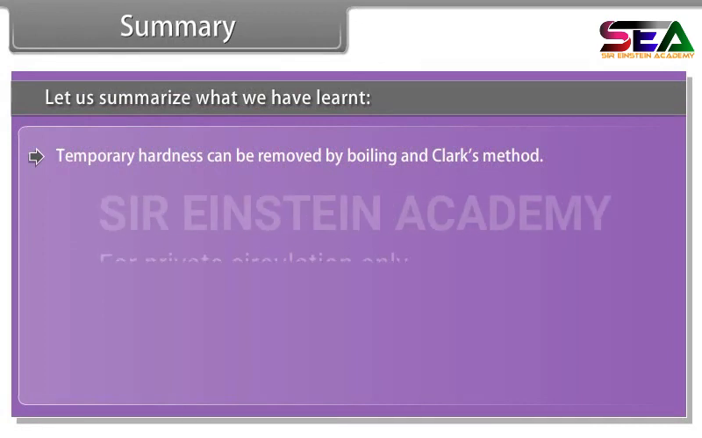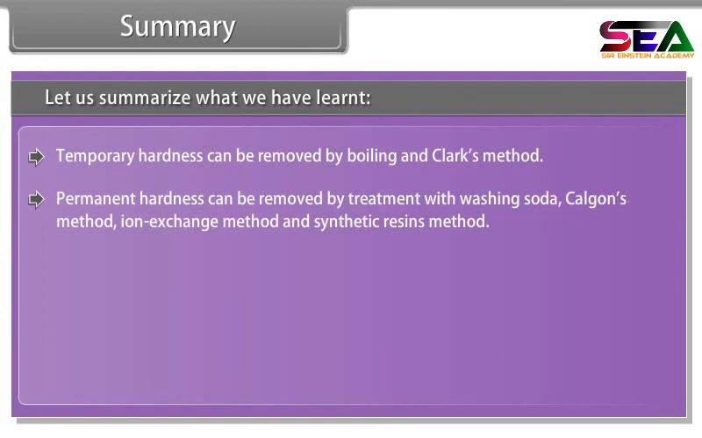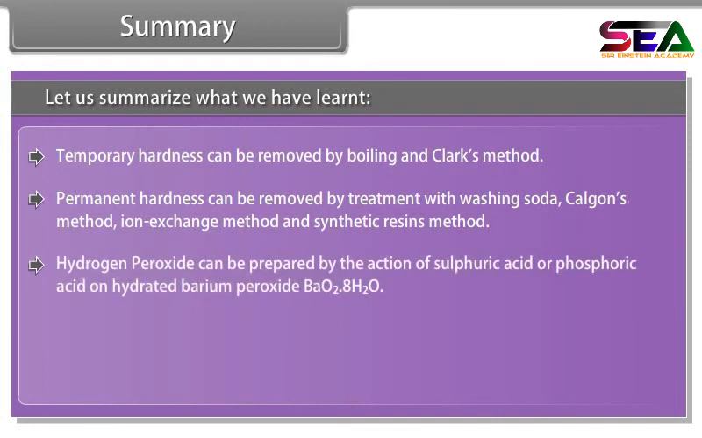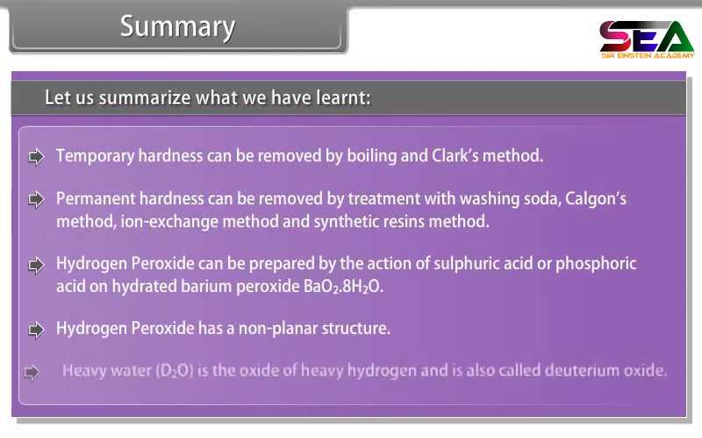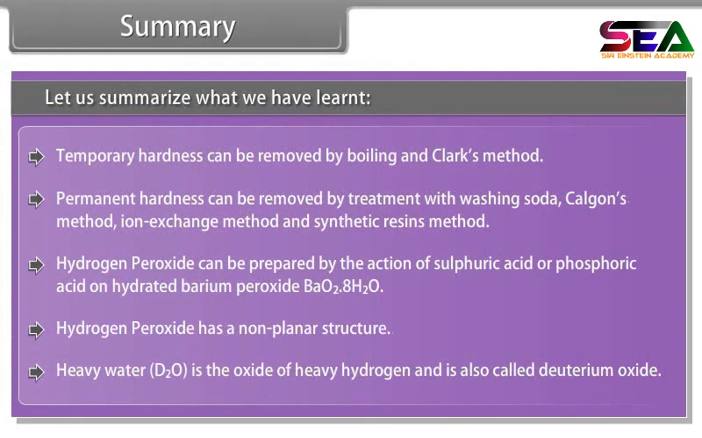Temporary hardness can be removed by boiling and Clark's method. Permanent hardness can be removed by treatment with washing soda, Calgon's method, ion exchange method, and synthetic resins method. Hydrogen peroxide can be prepared by the action of sulfuric acid or phosphoric acid on hydrated barium peroxide. Hydrogen peroxide has a non-planar structure. Heavy water is the oxide of heavy hydrogen and is also called deuterium oxide.